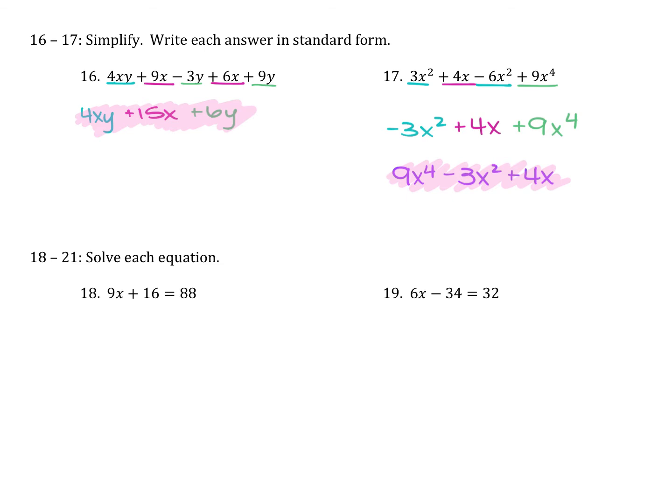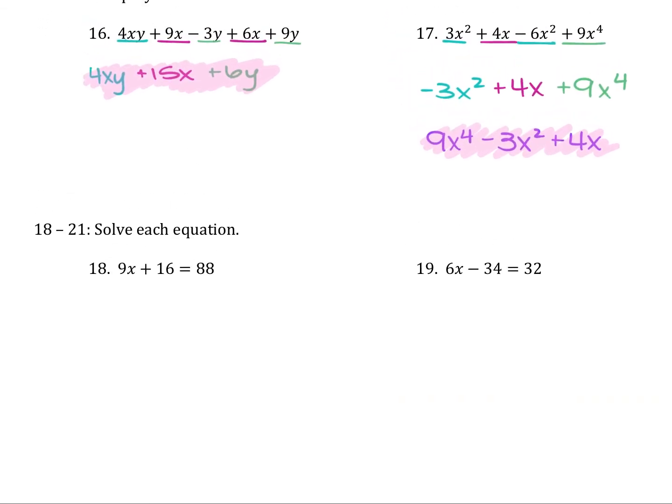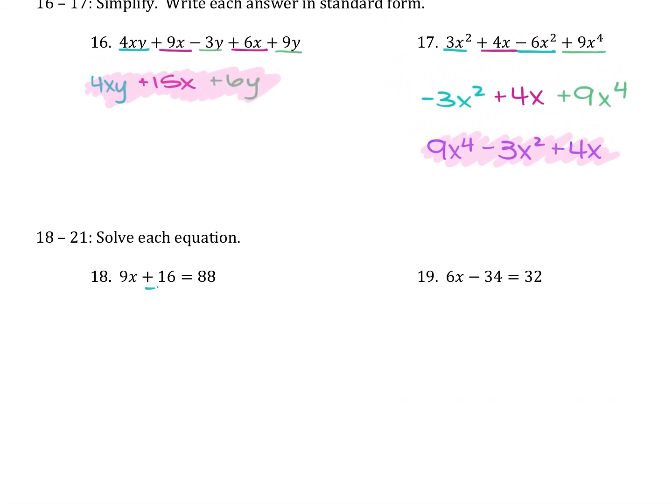For 18 through 21, we're going to solve each of these equations. Remember, you're going to undo addition or subtraction before you undo the multiplication or division. For number 18, you have 9x plus 16 is equal to 88. So we're going to move the 16 over first by subtracting it from each side. We're undoing what we have there, which is addition. So the opposite of addition is subtraction. So we subtract the 16 from each side.